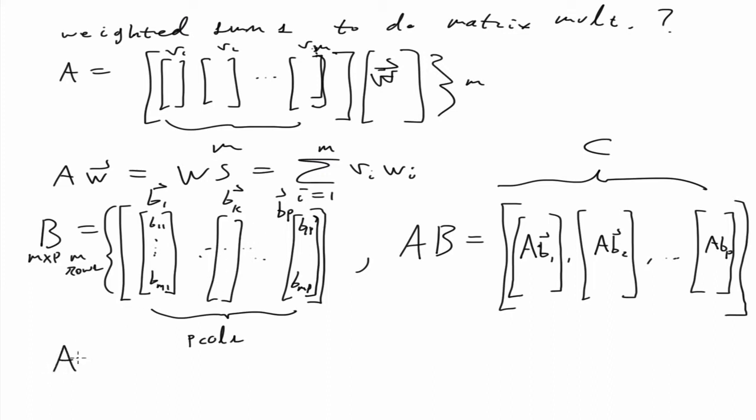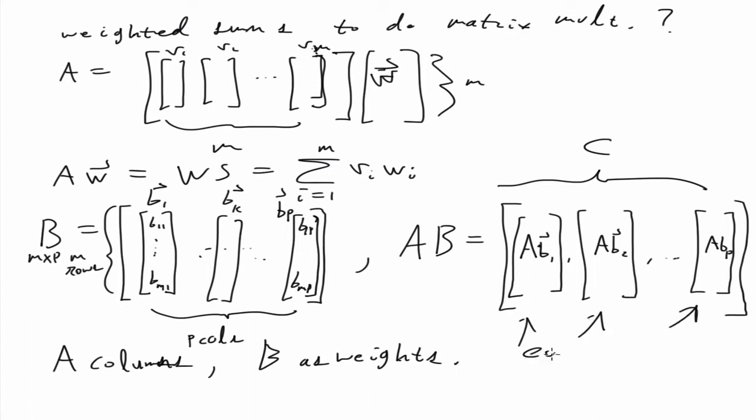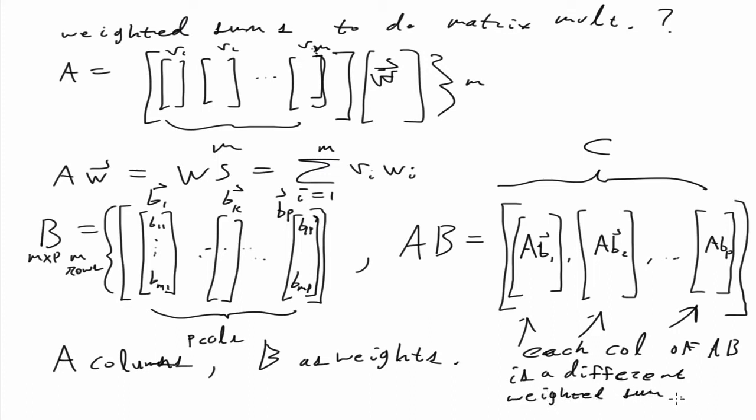So we really think of A as the columns, and then we think of B as weights. Okay, and then each column of the result, A times B, is a different weighted sum. Okay, so let's do some examples now to help clarify this.